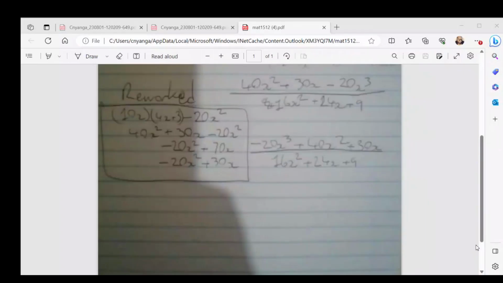Now, may we all please look at how Alvin attempted to work out this exercise. Alvin, please take us through.